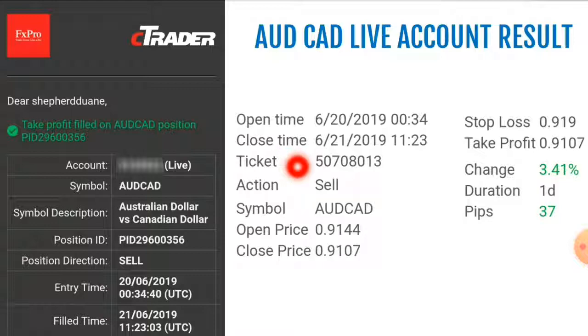Now here you can see the summary of this trade, which was done on my live account with FX Pro, which provided a trading gain of 37 pips and a rate of return of 3.41%.